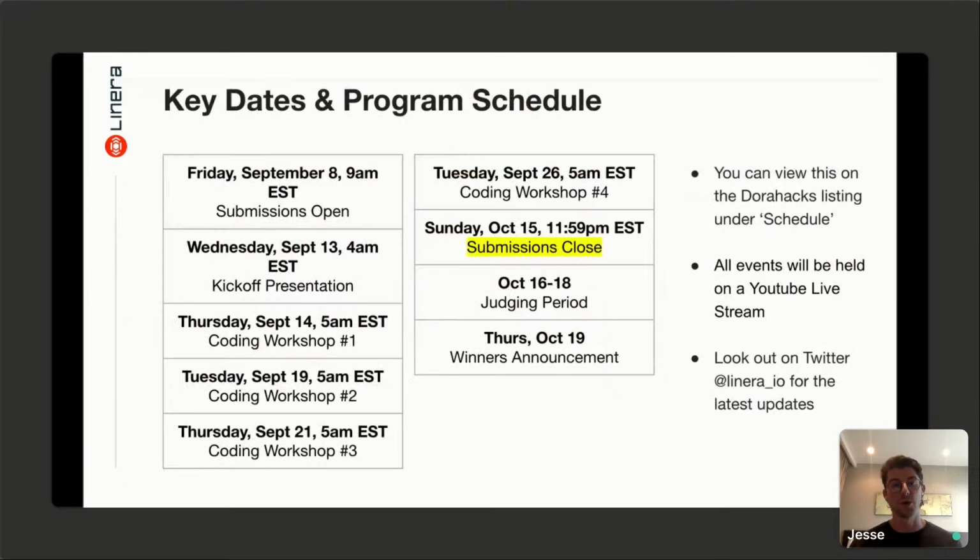Here's the calendar of events for the program. Make sure to check this out on DoraHacks under the schedule tab. I would also make sure to check in on this periodically, just in case we decide to add any more programming based on the feedback we receive during the course of the program. So far, this includes 4 coding workshops to help you get set up with the SDK. And make sure also to look out on Twitter, Discord, and Telegram for any other updates as well.